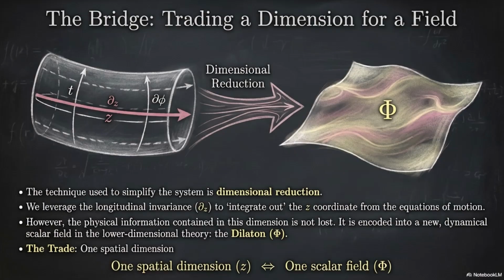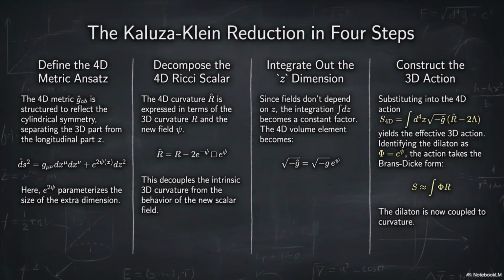Okay, so let's walk through the 4 steps of this reduction. Step 1 is the metric ansatz, basically an educated guess for the metric. Right. An ansatz based on the symmetries we know, structured to separate the Z dimension from everything else. So you have the 3D part and then a term e^(2ψ), which describes the size of that extra Z dimension. Exactly. Then step 2, you decompose the 4D Ricci scalar. This is a bit of math that neatly separates the 3D curvature R from the behavior of our new field ψ. It decouples them.